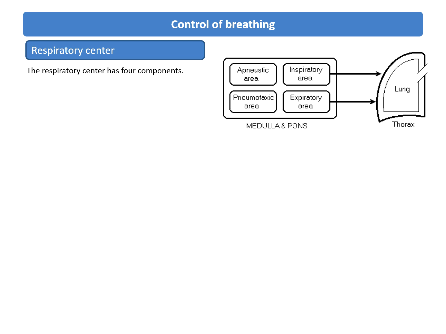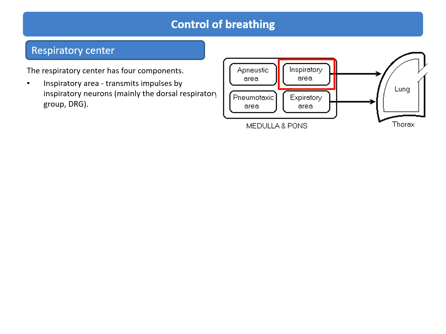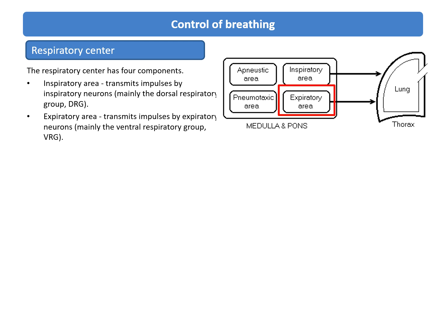The respiratory center has four components. There's an inspiratory area that transmits impulses by inspiratory neurons. They're mainly in an area called the dorsal respiratory group. There's the expiratory area. This transmits impulses by expiratory neurons, and these are found mainly in an area called the ventral respiratory group, VRG.